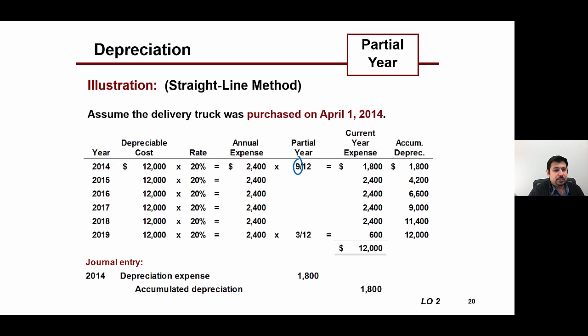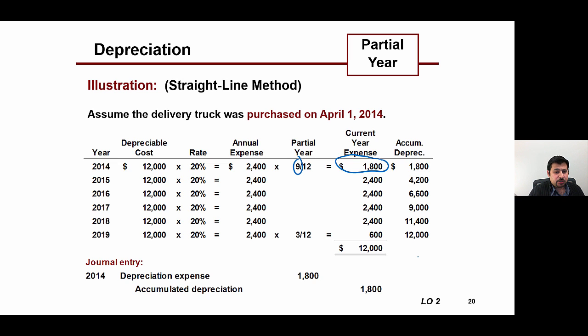So here, it's not the full year. It's 9 months only. We do the same thing as before. We have depreciable cost multiplied by rate, and that would give us the annual expense. We multiply it by the partial year. It's 9 over 12, because it's from April until the end of December. So for the first year, the amount will be 1,800 rather than 2,400. Again, this is because the depreciation expense is for 9 months and not for the full year.